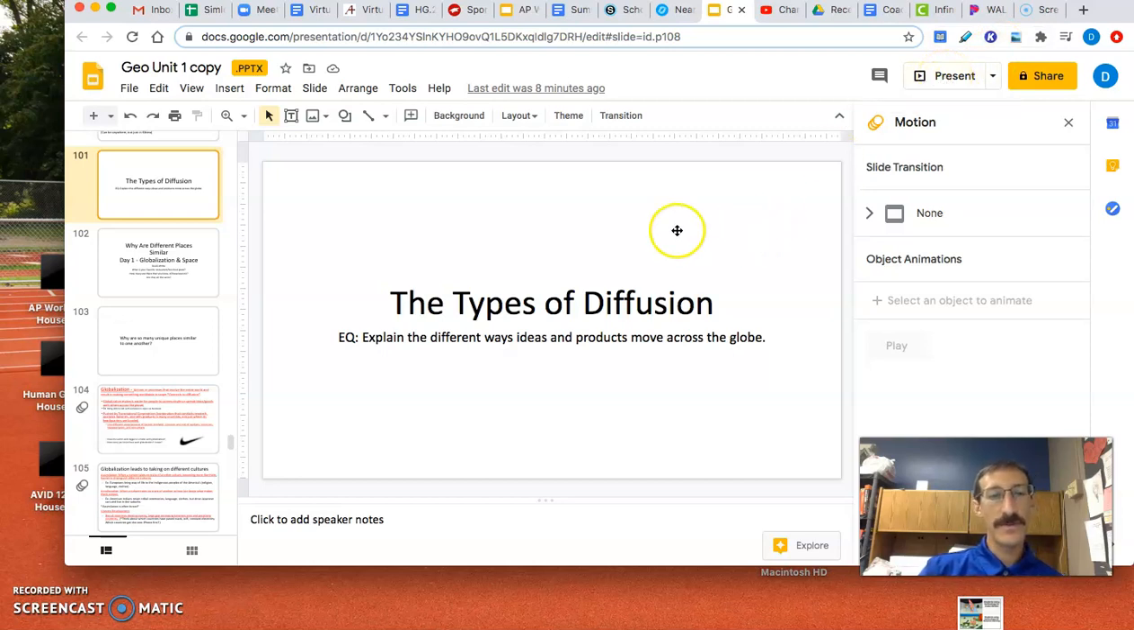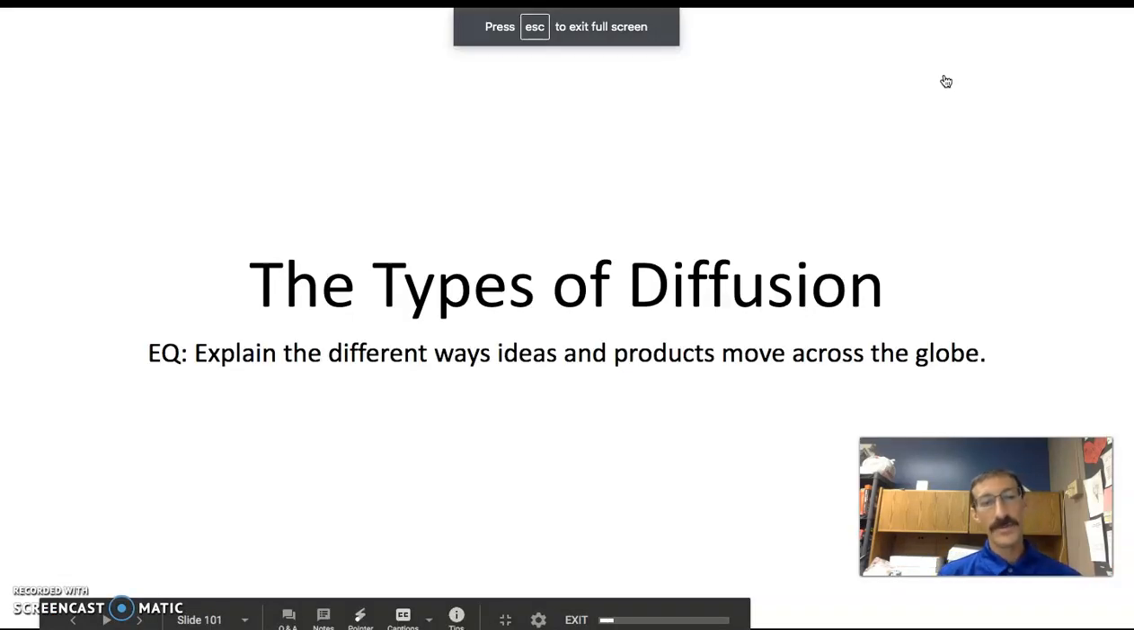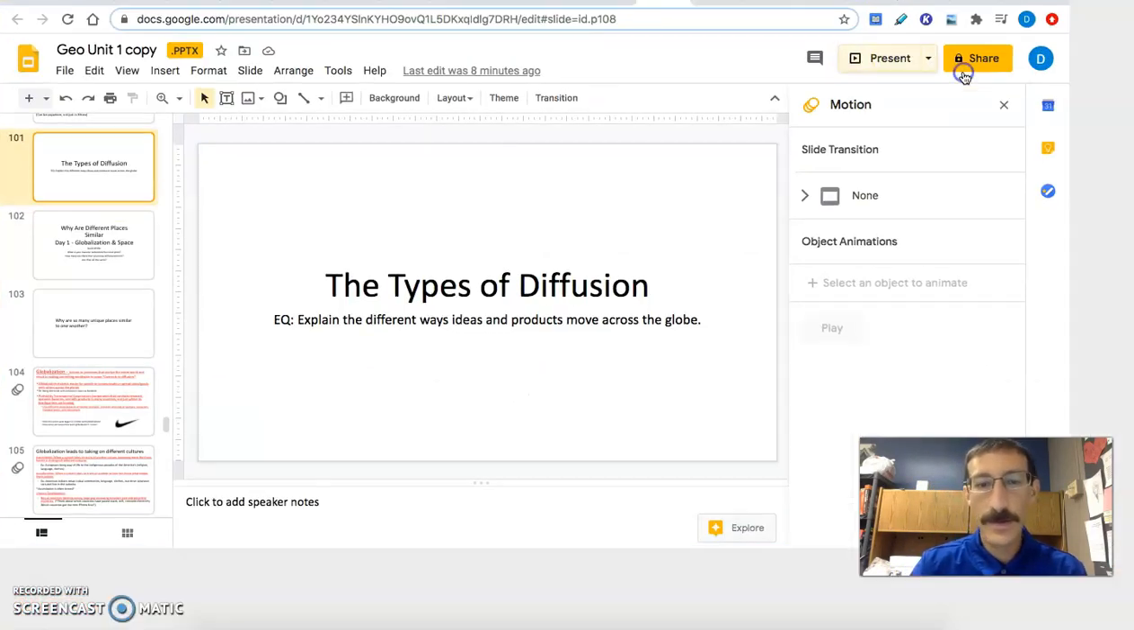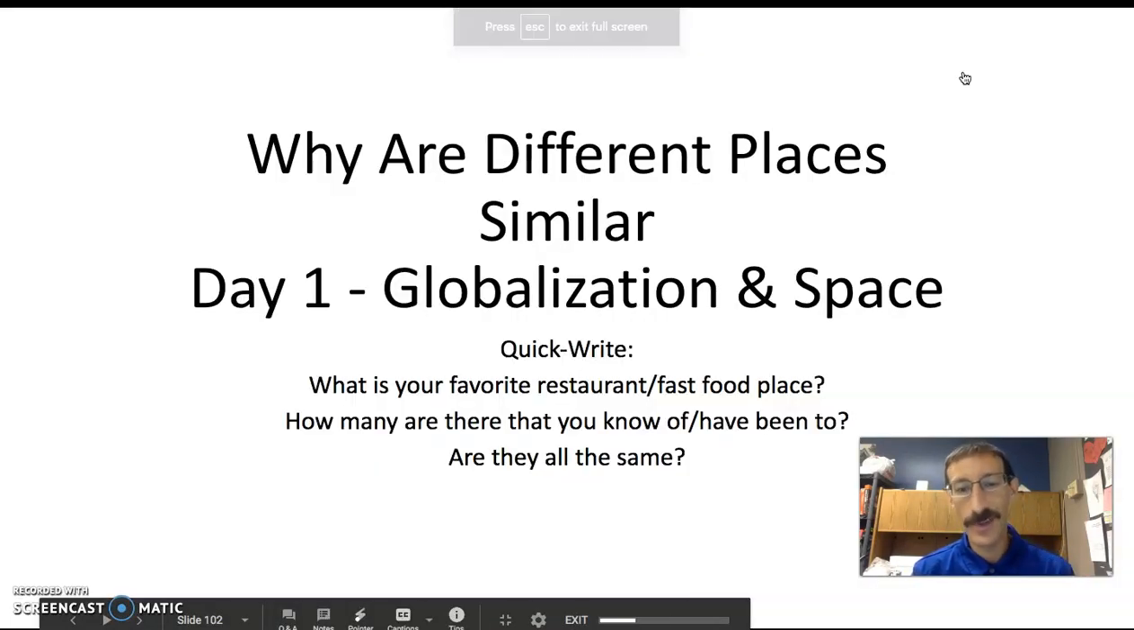So in the previous part, Section 1.3, we talked about space and distribution. Now we're talking about the idea of diffusion, which helps with this idea of space and distribution and why things are located the way they are. So diffusion itself explains the different ways ideas and products move across the globe. And that's something we're really going to continue on with here, but also keeping in mind the idea of globalization.